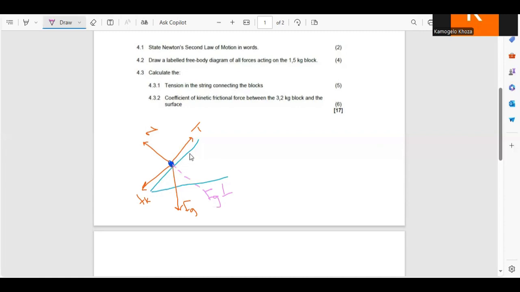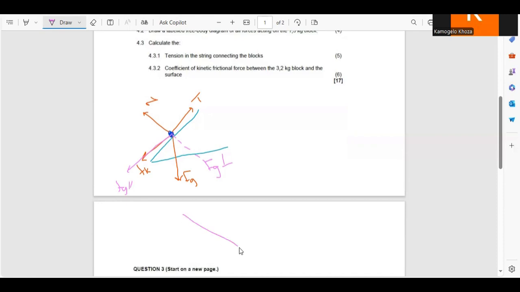Now, your FG parallel is always going down the incline. You look at your angle. Your reference angle is here, so it's always going towards it, right? What do I mean by this? Let's say maybe our inclined plane was like this, right? If our object is here, where would our FG parallel be directed? Remember, your FG parallel goes down your inclined plane, meaning that your FG parallel would be in this direction.